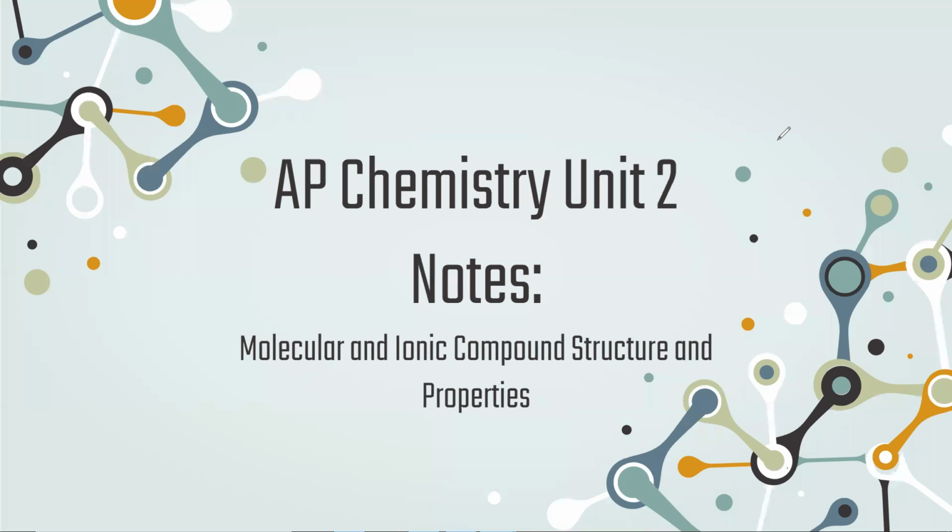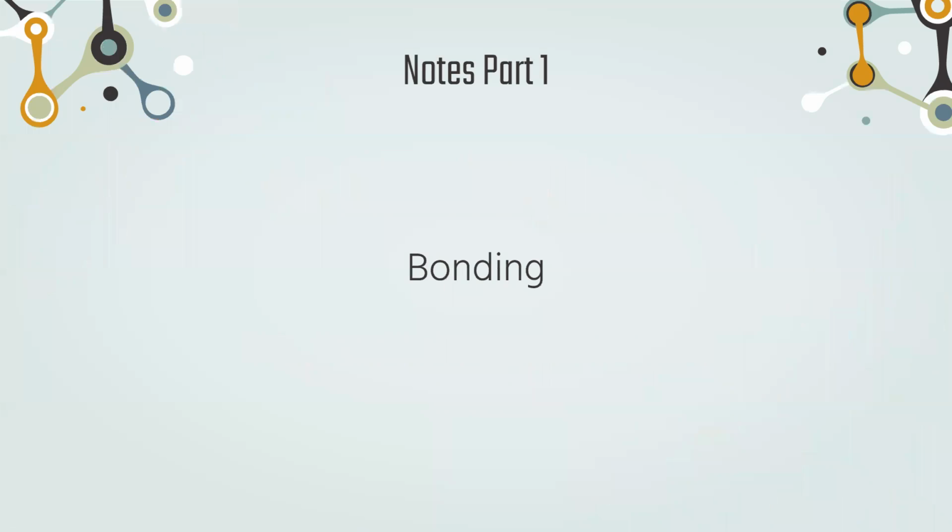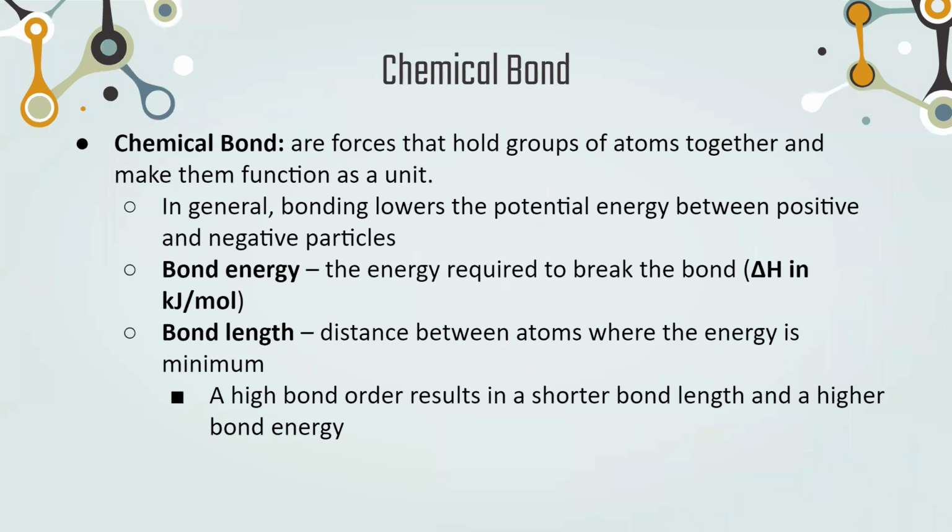Hi, everyone. This is going to be Unit 2 Notes Part 1. And Unit 2 is going to be all about molecular and ionic compound structure and properties. So getting started, we're going to talk about specifically bonding.